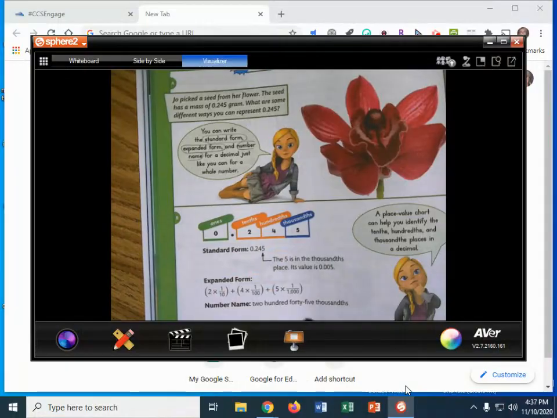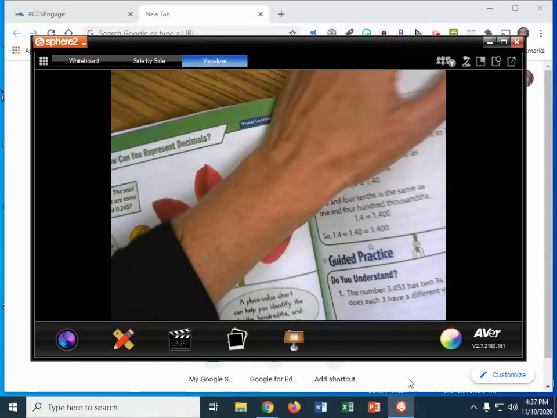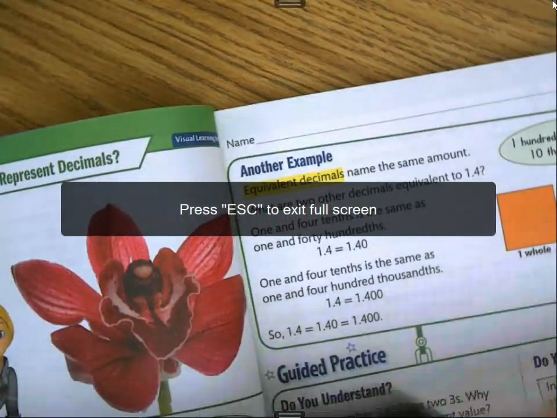Now, let me show you something. Whoops. Hang on just a minute. Bear with me. Got a lot going on here at my desk. All right. Let me just show you one thing here.